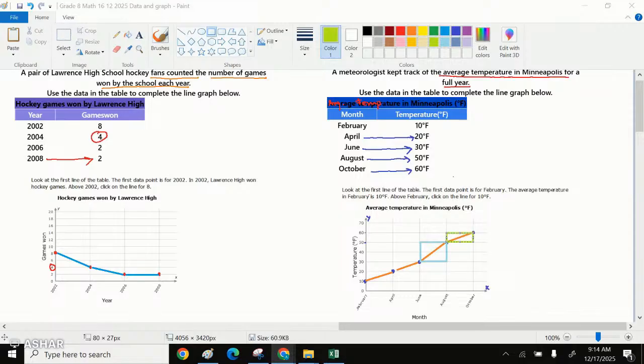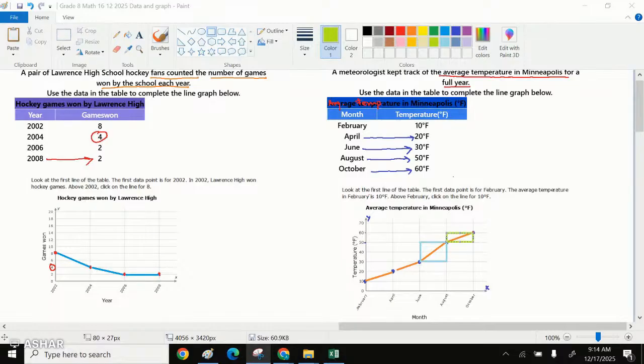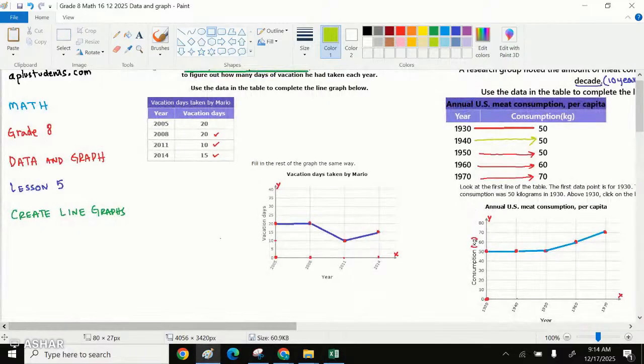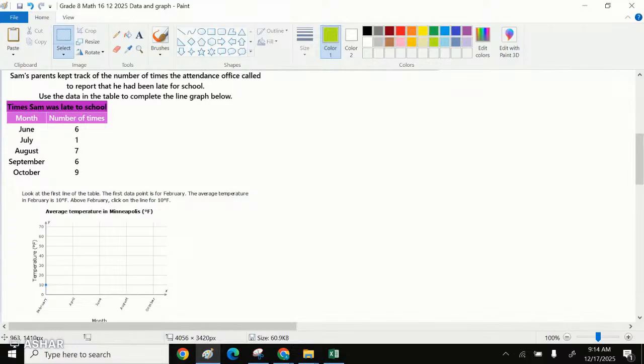Let's try one more question and let's see what else can be there. Okay, if we pick up this question and let's try the question. Okay, this is the next question. Sam's parents kept track of the number of times the attendance office called to report that he had been late to school. Sam had been late to school and the school calls the parents, right? Use the data in the table to complete the line graph. In June, he was late 6 times, July once, August 7 times, September 6 times, and October 9 times.